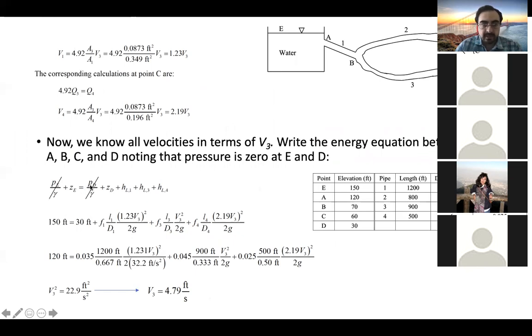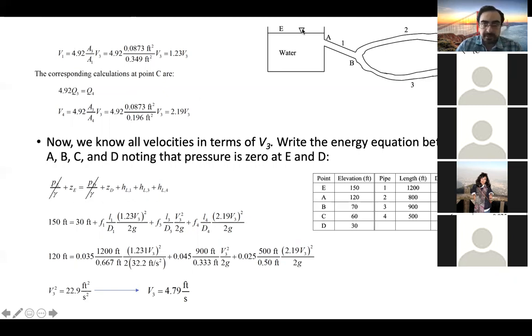So based on that, I just write this plus ZE, which is the elevation here, equals PD over gamma plus ZD, the elevation here, and then plus all the losses that occurred here. So HL1 plus HL3 plus HL4, right? So we had the energy here, and this equals the energy here plus the losses that occurred in these pipes. So that is what is actually shown here.